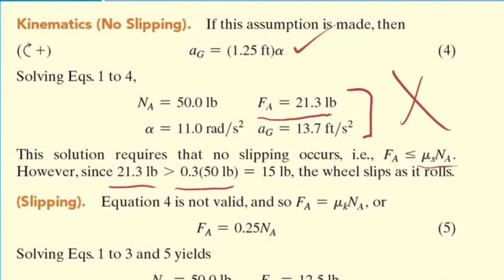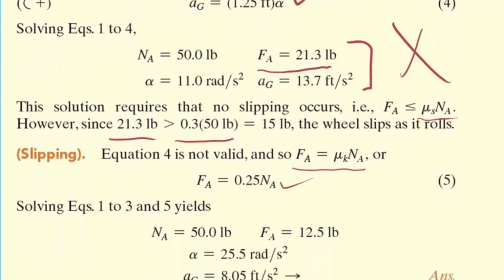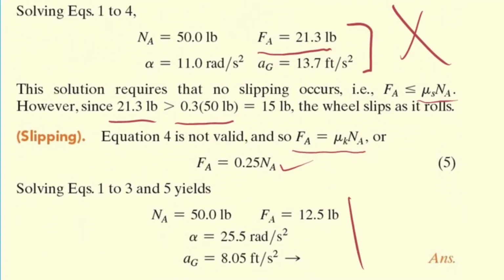Now you can assume that the wheel is slipping. So the frictional force now is the kinetic coefficient of friction times the normal force. And you use this equation to solve the problem with the first 3 equations. And you come up with this answer right here.